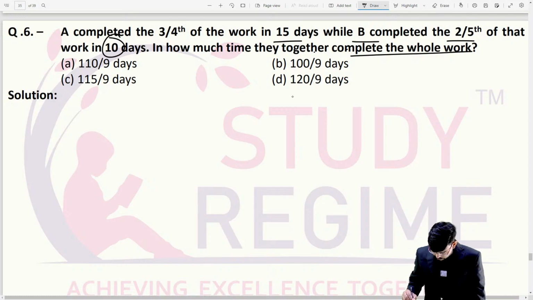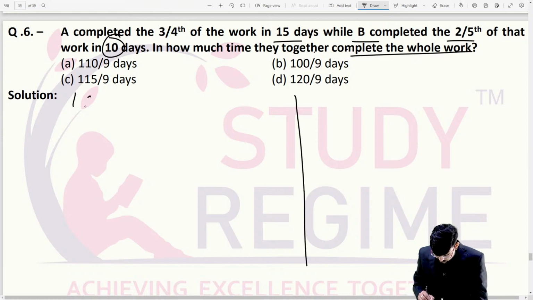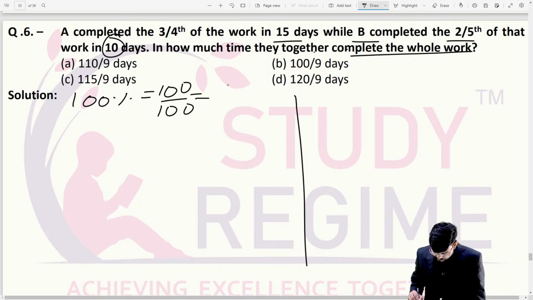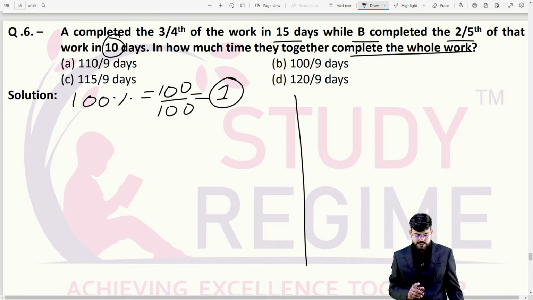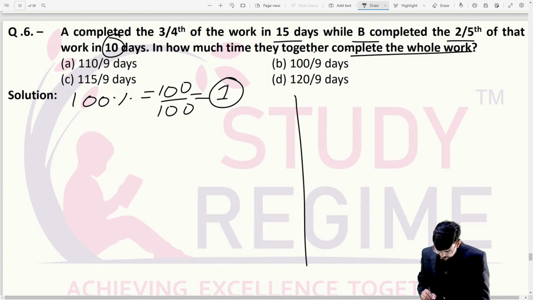See, suppose 100% is what? 100 by 100, that means 1. In fraction form, if 1 is written, that means 100% of the work has been done. Clear? Now, if A does 3/4 of that work, it will take 15 days.